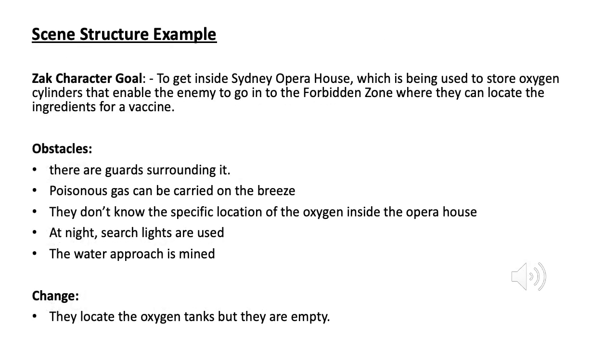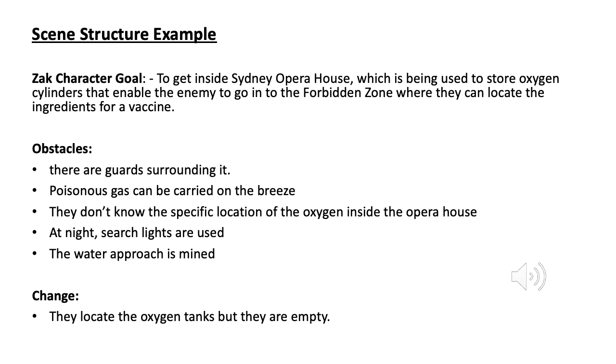So, applying the scene structure ideas to my own dystopian story, the one I generated from the website that I showed you earlier, we've got the character Zach. His goal is to get inside Sydney Opera House, which is being used to store oxygen cylinders that enable the enemy to go into the forbidden zone where they can locate the ingredients for a vaccine.